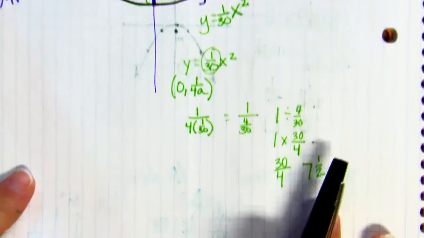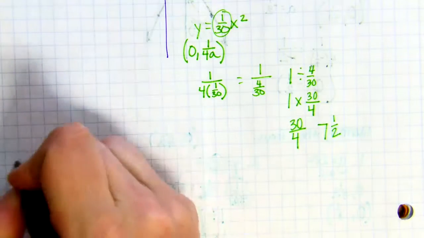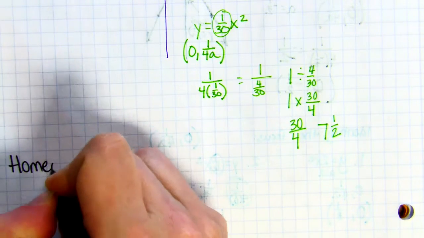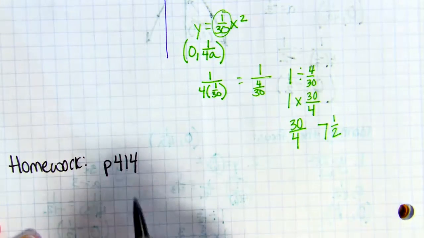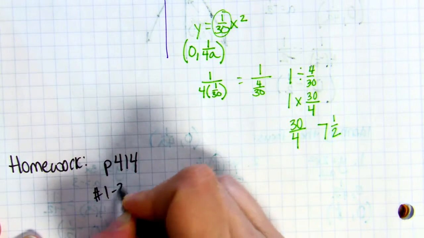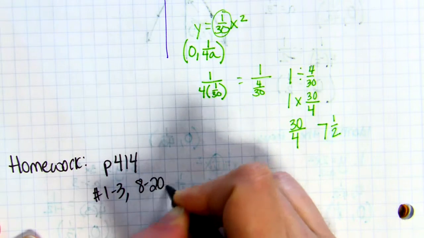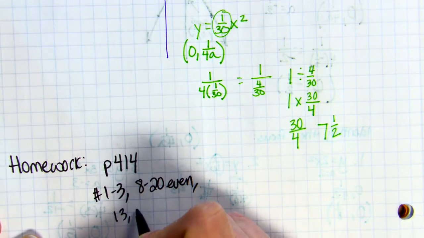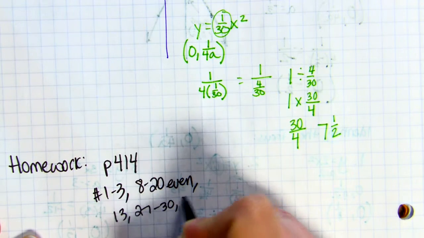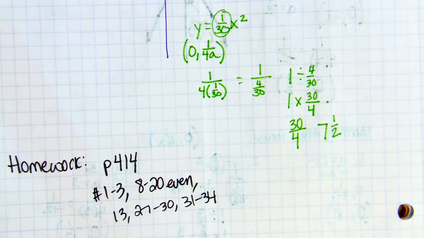Your homework is on page 414. You're going to do numbers 1 through 3, 8 through 20 even, 13, 27 through 30, and 31 through 34.